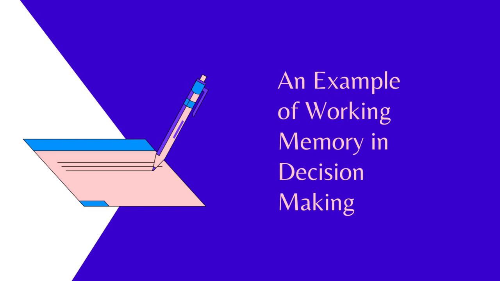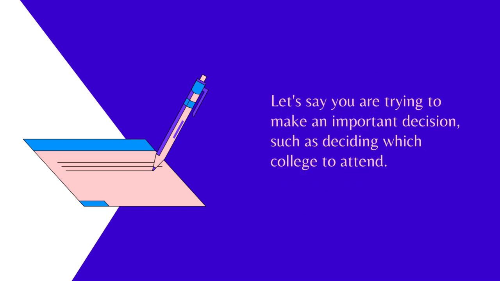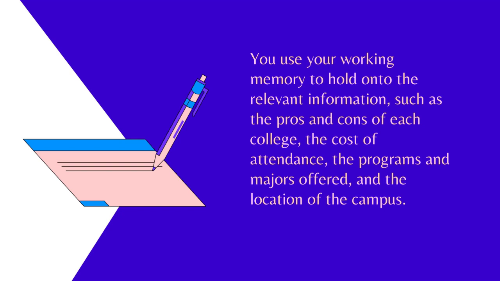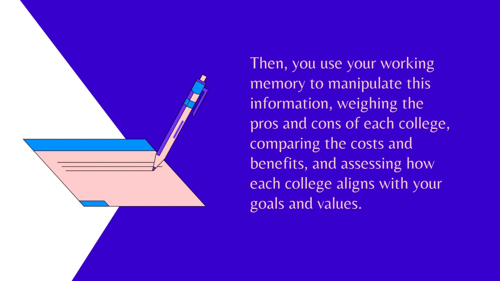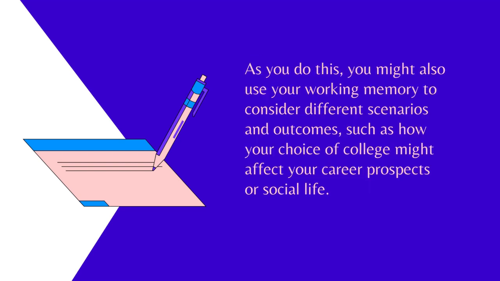An example of working memory in decision making. Let's say you are trying to make an important decision, such as deciding which college to attend. You use your working memory to hold on to the relevant information, such as the pros and cons of each college, the cost of attendance, the programs and majors offered, and the location of the campus. Then, you use your working memory to manipulate this information, weighing the pros and cons of each college, comparing the costs and benefits, and assessing how each college aligns with your goals and values.